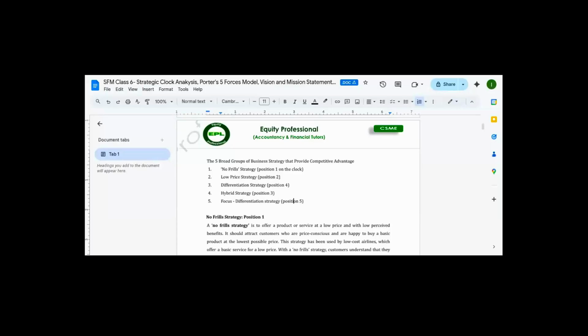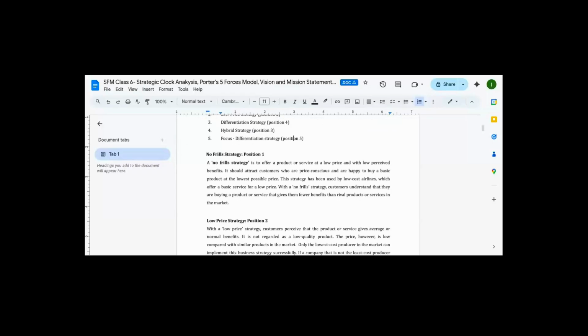And you should know that the sixth strategy is the strategy that fails, or we can call it the strategy that offers no benefits to the firm. And the scholar said that we should refrain from this strategy. It is not advisable to adopt it, not even to think of implementing it, because it will backfire in the long run. So the first one, no frills strategy.